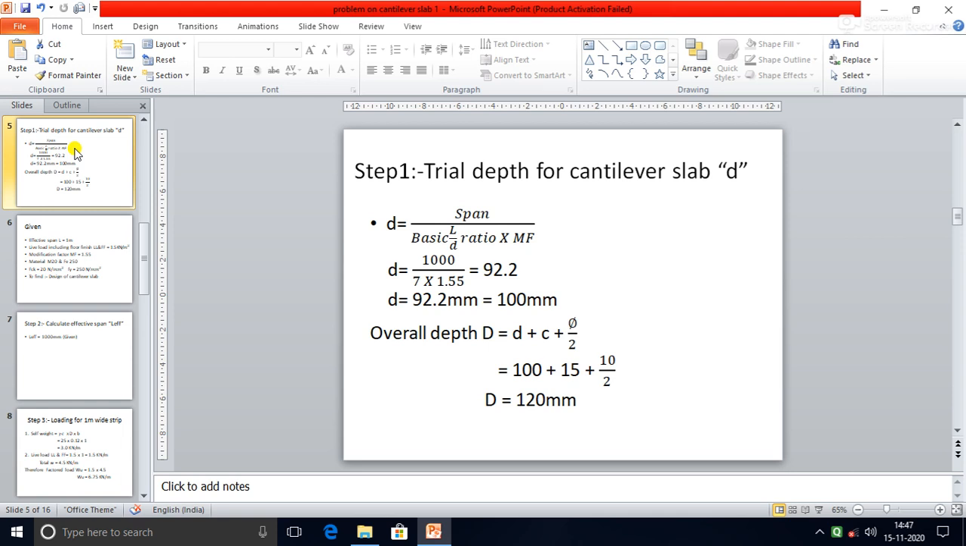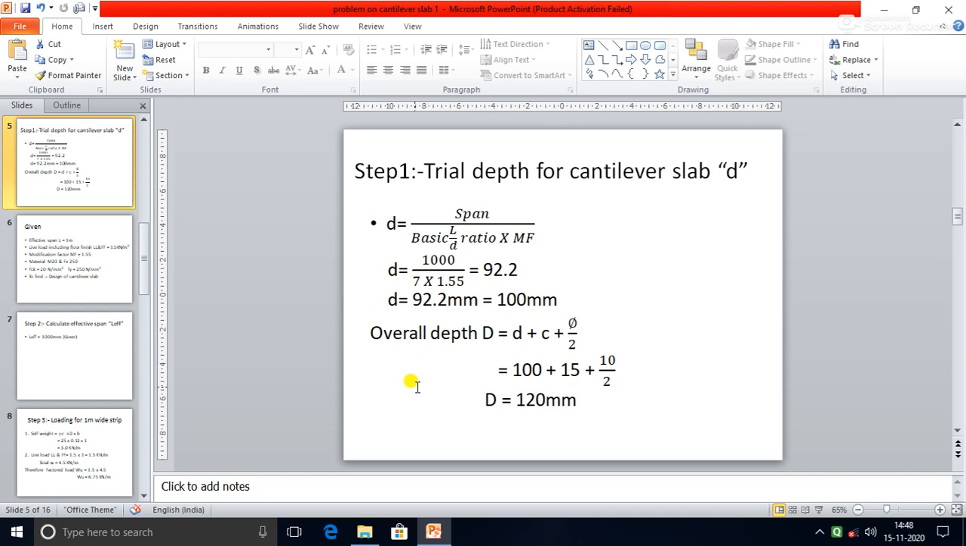One point is clear: without calculating this trial depth for one-way, cantilever or two-way slab, you can assume the depth directly from the effective span, and when you check if it is safe, you can adopt it, or if it is wrong, you can change the depth. So this D is the assumed depth. D is equal to span upon basic L by D ratio into MF. For one-way slab it is taken as 20. For cantilever it is taken as 7, that is 7 into MF. MF is given as 1.55. So D assumed is equal to 92.2 mm, say 100 mm. This is the effective depth we have assumed.